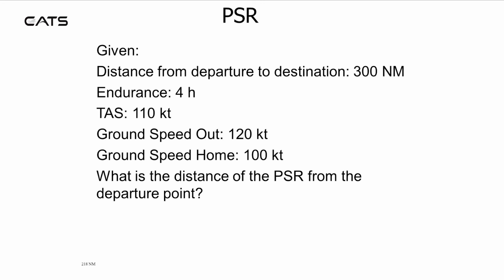Well, the distance to the destination of 300 nautical miles is irrelevant. So using EOH over O plus H, you'll get a PSR of 218 nautical miles.